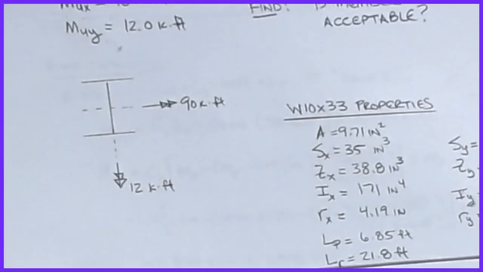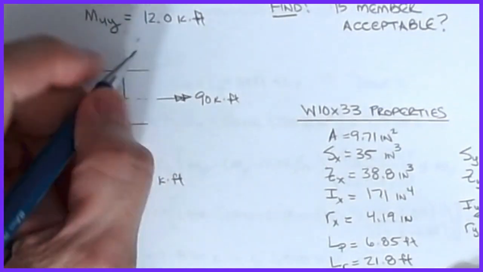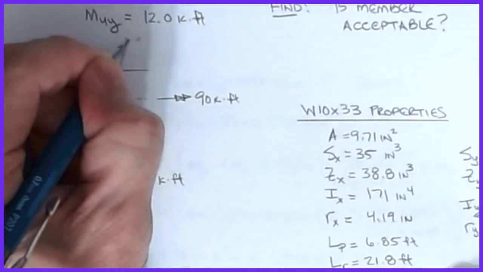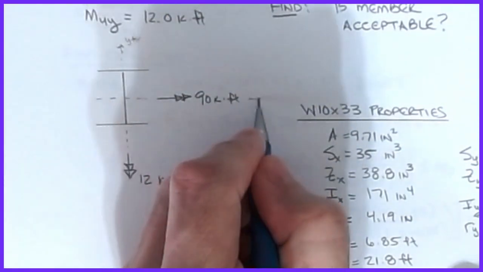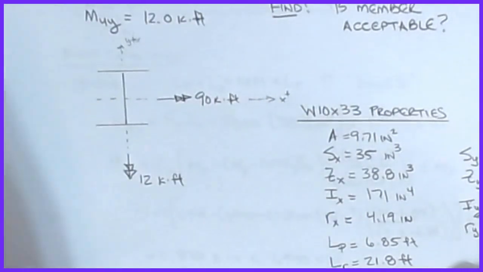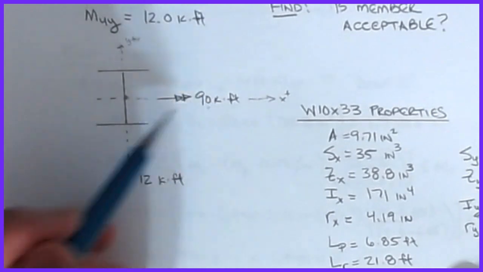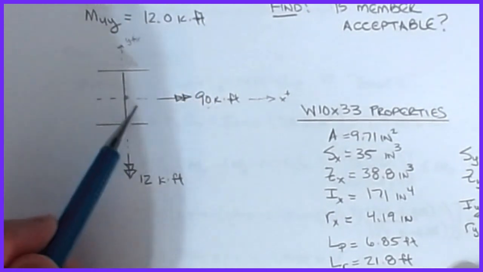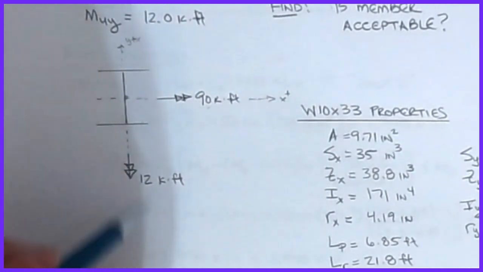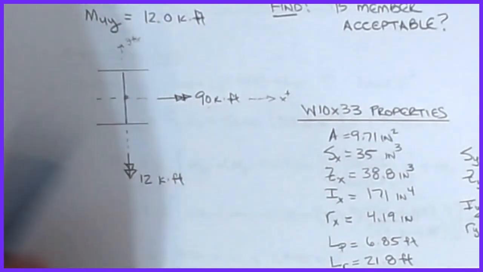All right, so now we've got to get our heads wrapped around our coordinate system. So we're going to call Y plus the weak axis, and X plus the x-axis, this is the centroid. The loading on this then is a moment of 90 kip-feet that causes this section to bend as a moment about the x-axis, and then 12 is the weak axis bending direction.